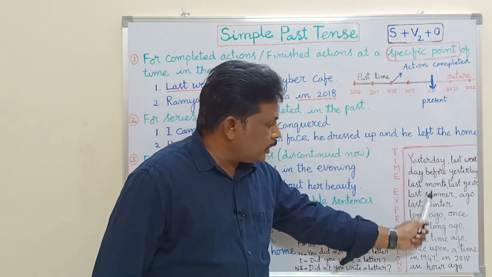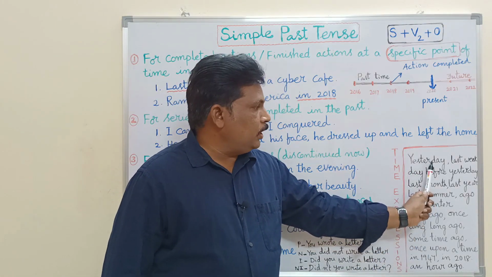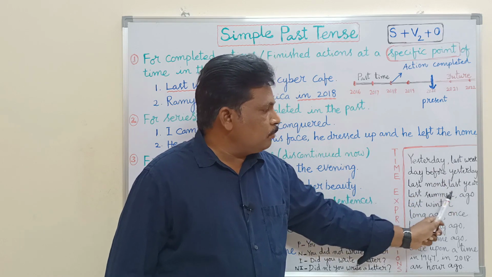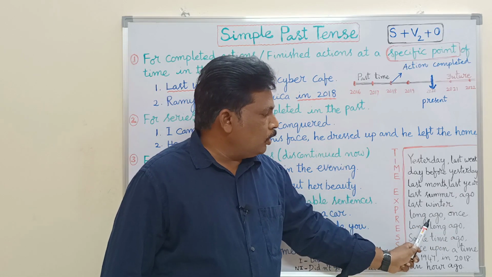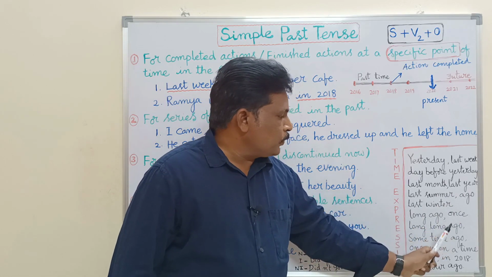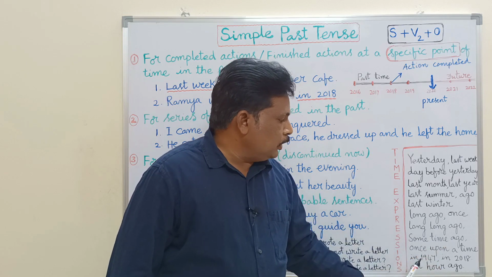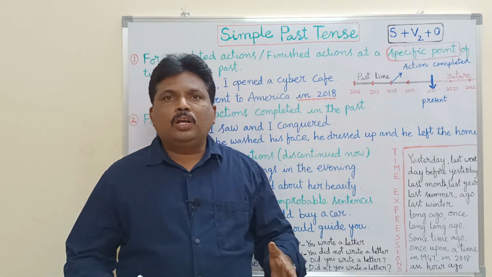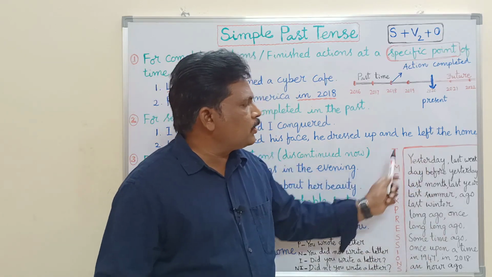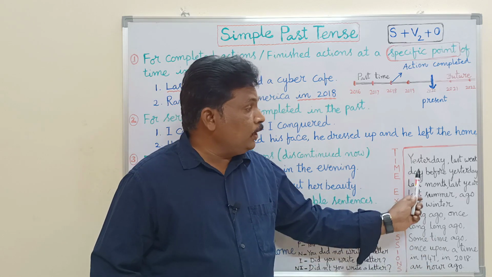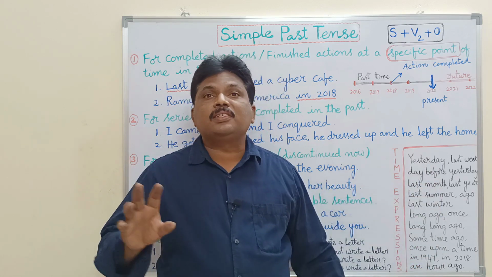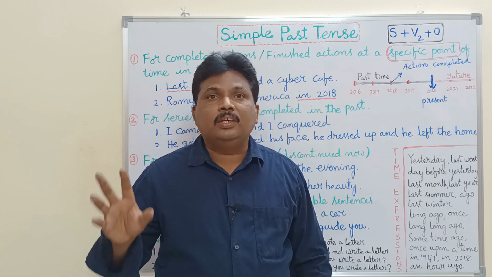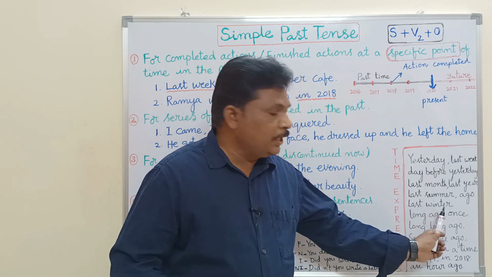The specific points of time are these. For example, yesterday, day before yesterday, last week, last month, last year, last summer, last winter, long ago, once upon a time, some time ago, in 1947, in 2018, an hour ago, so on and so forth. These are all the time indicators of past. So whenever we come across these time indicators in the sentences, we can easily identify that this sentence is in simple past tense. Okay, that is the first usage.